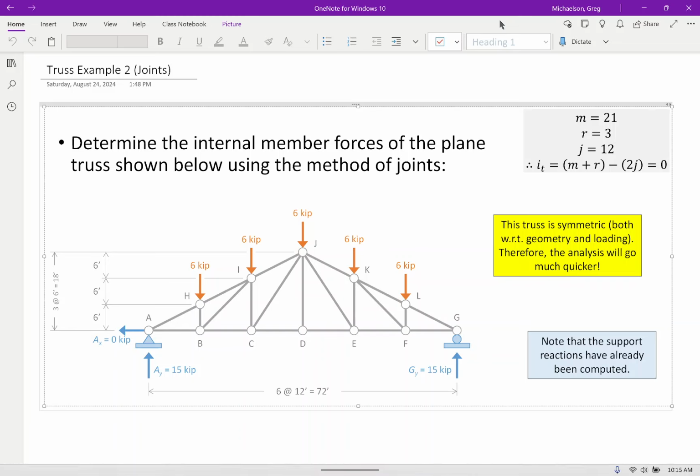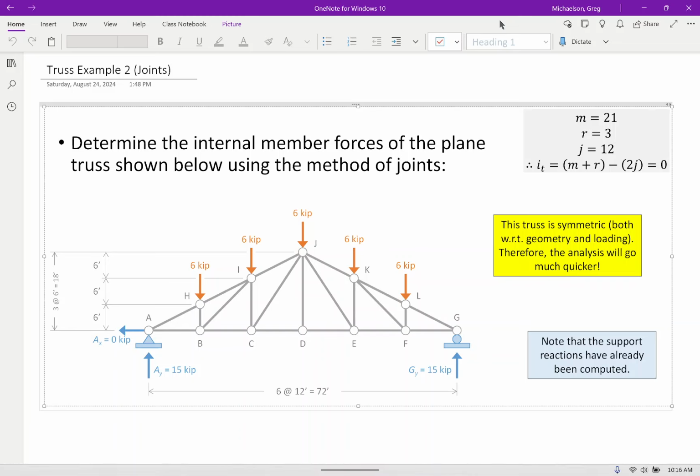Now, the other thing I want to point out is symmetry. This truss is 72 feet long, and I have six bays that are 12 feet apart. If you ever see this type of notation right here where it says 6 at 12 equals 72, what that means is that there's 1, 2, 3, 4, 5, 6 spaces, and they're each 12 foot long. So 6 times 12 is 72.